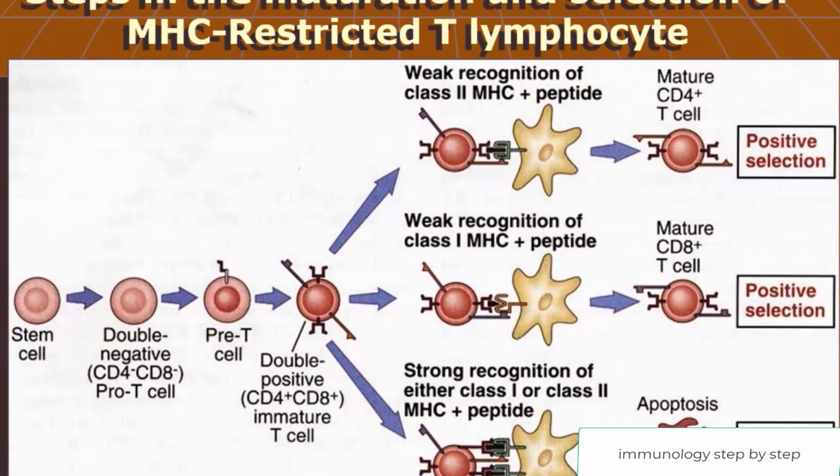Steps in the maturation and selection of the major histocompatibility restricted T lymphocytes: stem cell, and double negative CD4, CD8 pre-T cell, double positive CD4, CD8, weak recognition, mature CD4, weak recognition, mature CD8, strong recognition of either class 1, class 2, apoptosis.